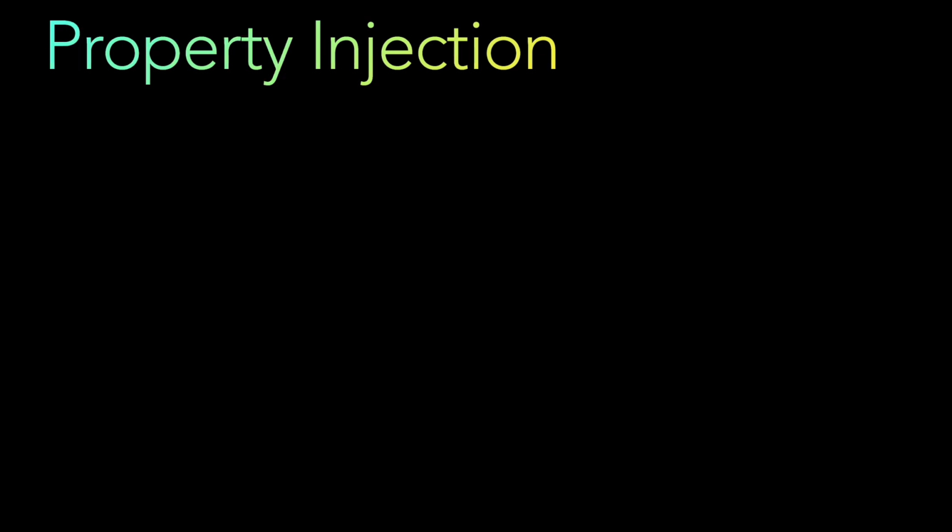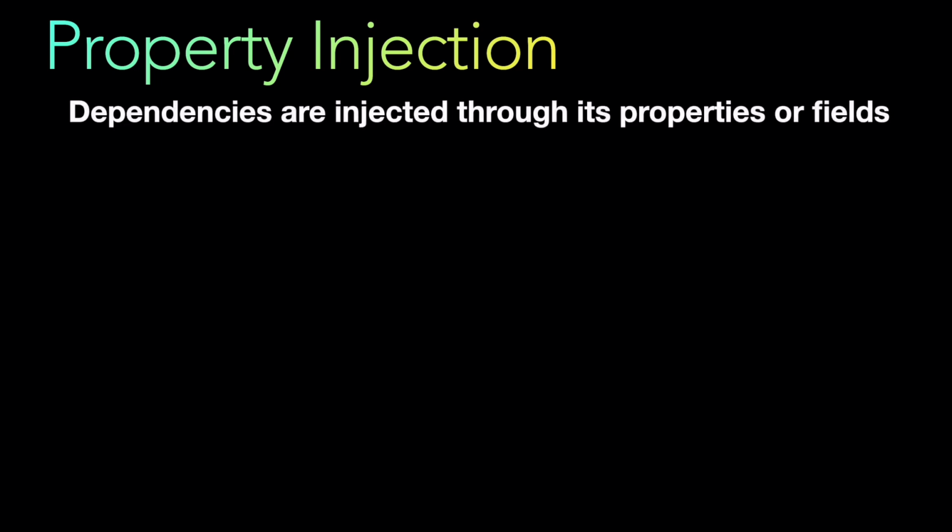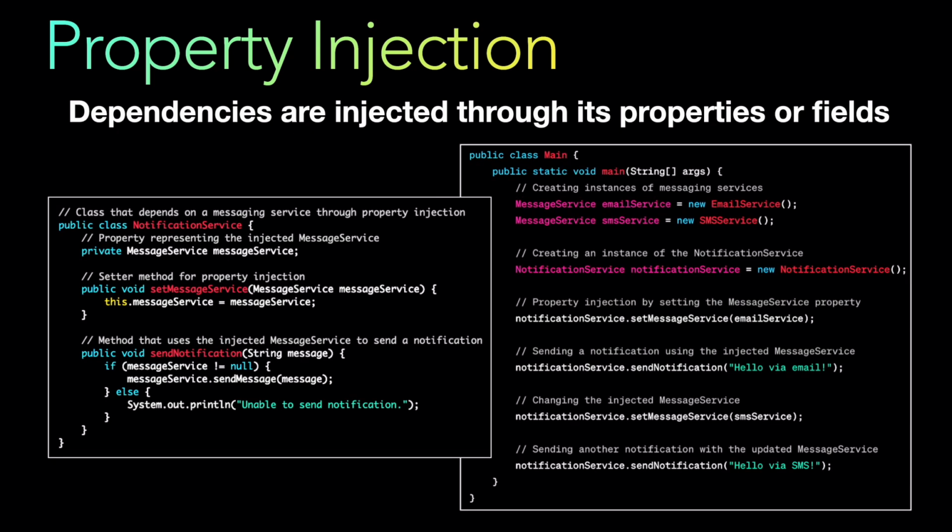Next, let's look at property injection. In property injection, dependencies are injected through properties or fields. So let's take the same example. I've not repeated the message service and email service. Consider that they are the same.